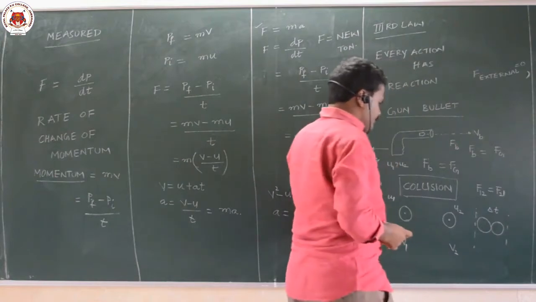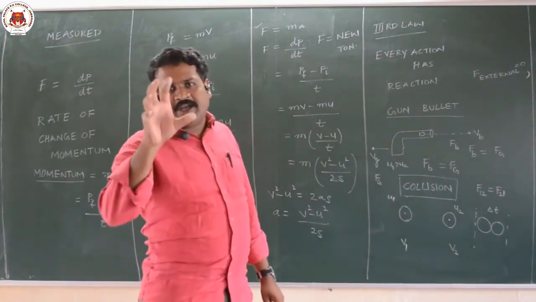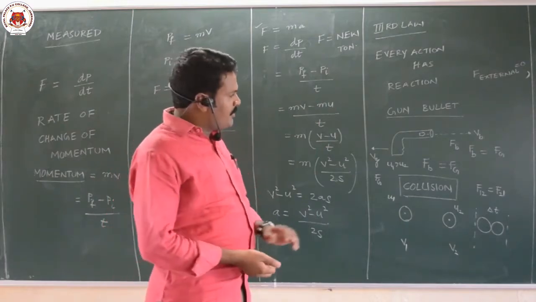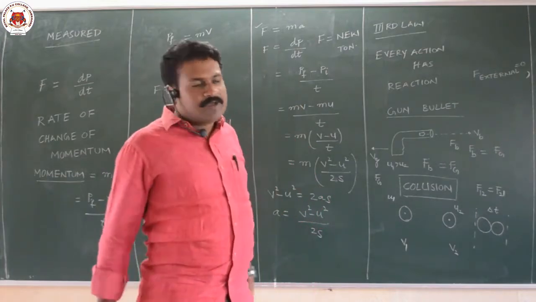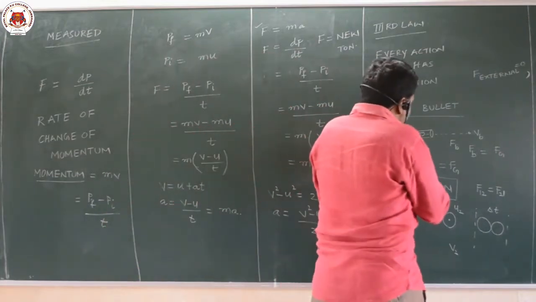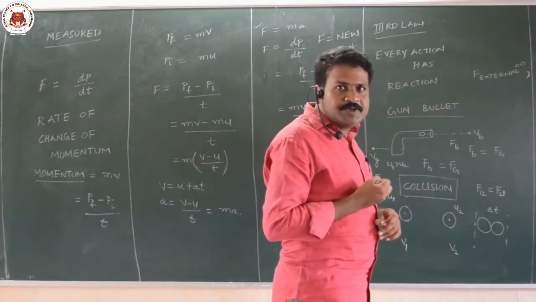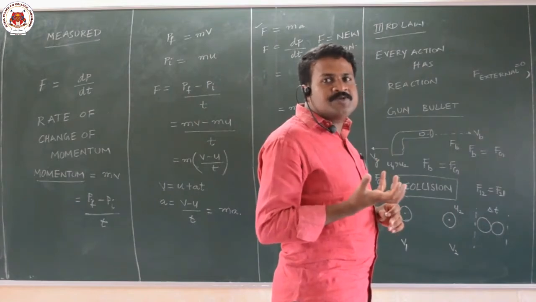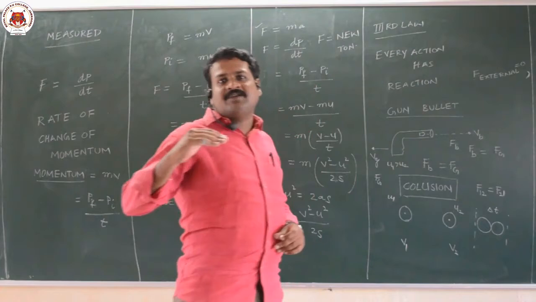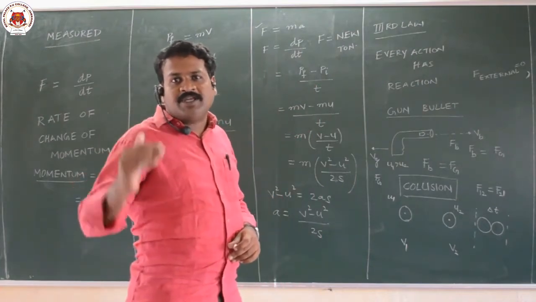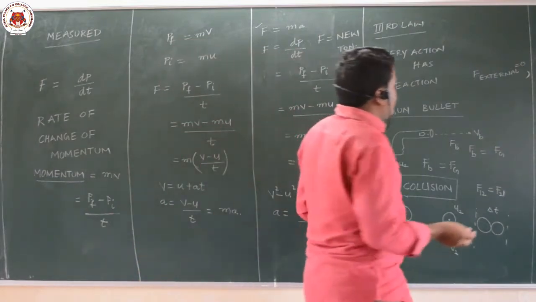If I take the bullet and gun as one system, the forces are internal. Within the system, forces are exerted. So the gun applies force on the bullet, and the bullet applies force on the gun. If I take both as one system, what is the net external force? The external force is 0. If the forces acting on a system are totally internal, no external forces act, then momentum is conserved.